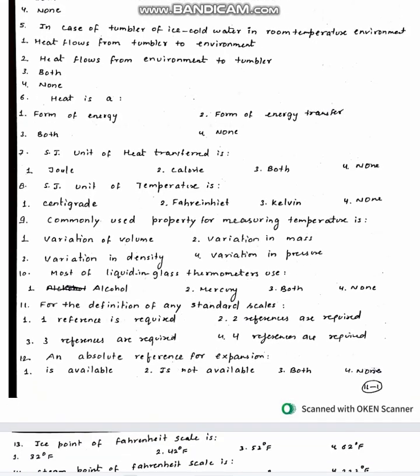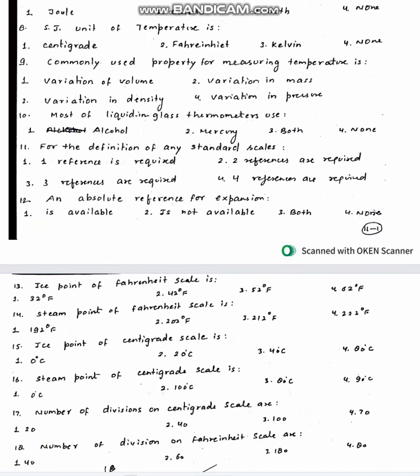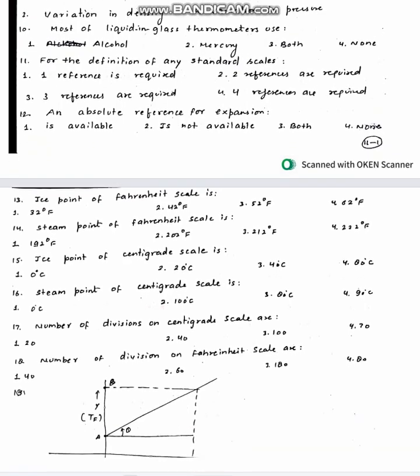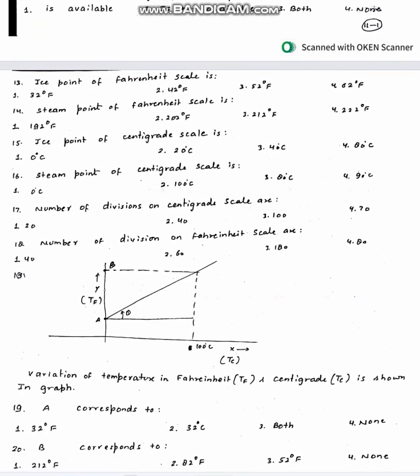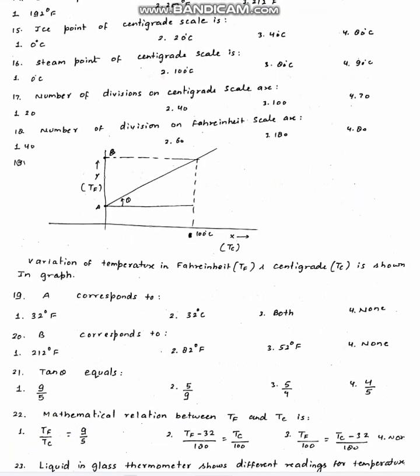So the first question is about temperature, then boiling, freezing, then hot and cold, then we have the concept of heat transfer, then ice cold water, then heat, SI unit, temperature, heat, commonly used properties, gas thermometers, standard scales, absolute reference, ice point, steam point, ice point at centigrade scale, steam point at centigrade scale, number of divisions on centigrade scale, on Fahrenheit scale.